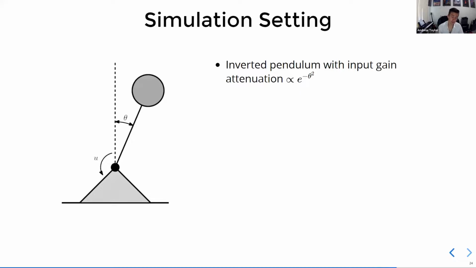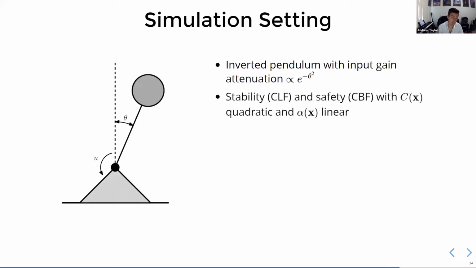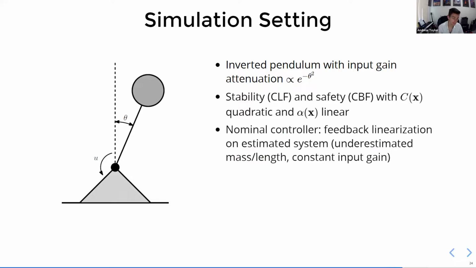We consider this controller on a simulated inverted pendulum with input gain attenuation. We look at both stability and safety of this system expressed through CCFs. The nominal controller of the system is given by a feedback linearizing controller using an estimate of the system model that neglects uncertain parameters and input gain attenuation.